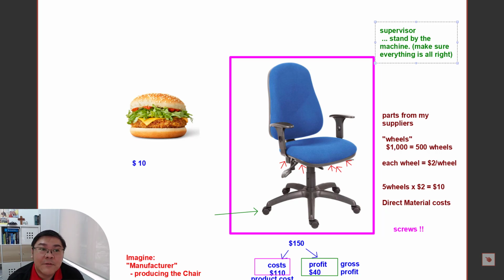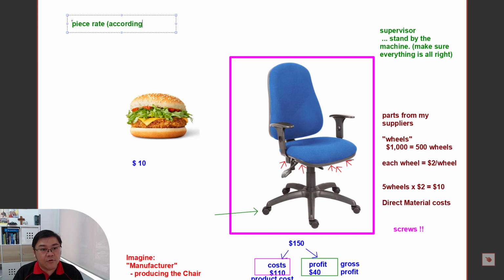Now, in my time, when I was a young boy, when I did the work, they didn't pay me by the hour. They paid me by what we call a piece rate. That means they pay me according to the number of wheels that I screw in, and it's a very small amount. For example, they say that every wheel you screw in, you will be paid 2 cents. So if I manage to screw in 5 wheels, I'm going to get 10 cents. That's basically how they pay me. Again, with the way they're paying me, they are able to relate how much of my labor cost goes to the product.